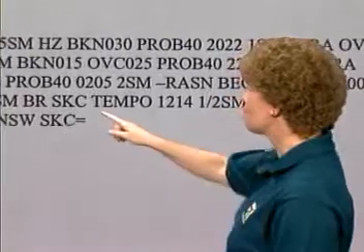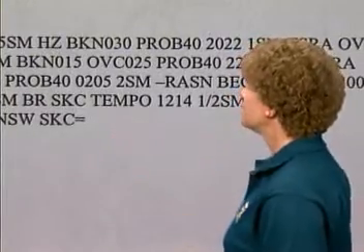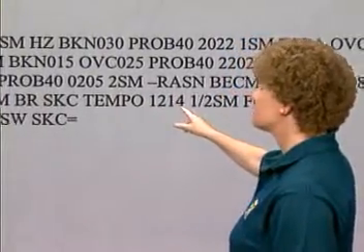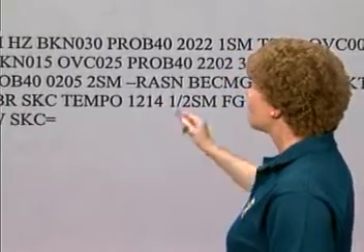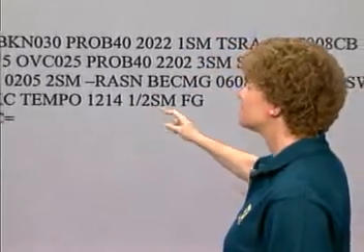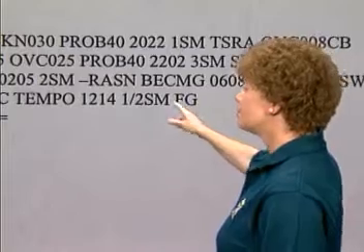However, TEMPO or temporarily between the hours of 1200 and 1400 Zulu, you'll have 1/2 statute mile visibility in FG, which stands for fog. Temporarily means that the weather is expected to last for less than an hour and will occur for less than half the time. So with this information then, what's the forecast visibility at Memphis between 1000 and 1200 Zulu? Well, let's go find out.